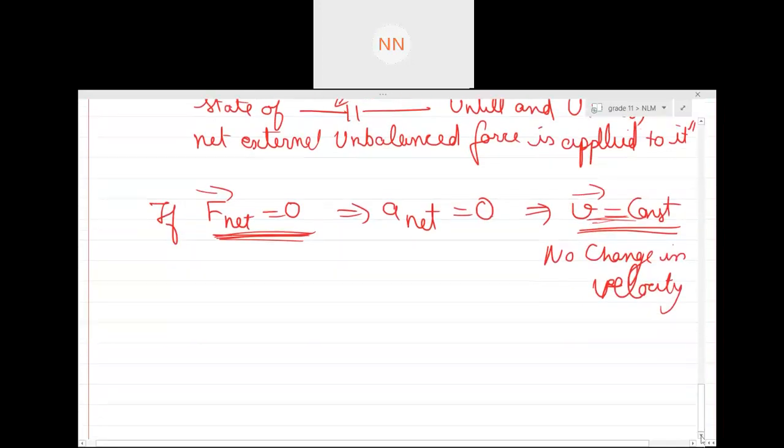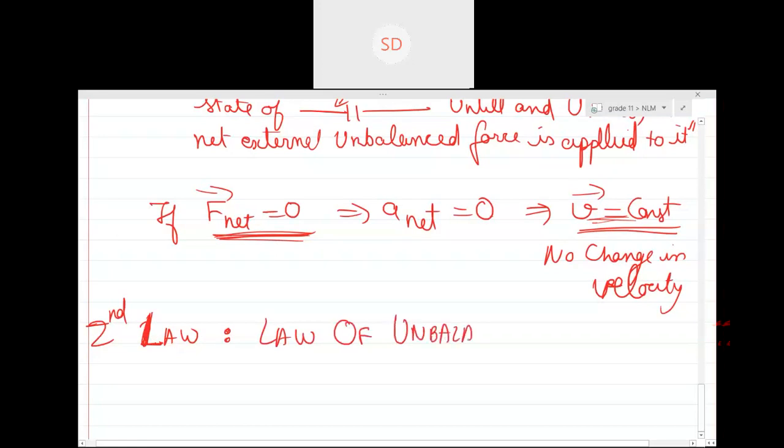Chaliye, let's do the second law of motion. The first law, now the second law. It is also called the law of unbalanced forces. What will happen if a net external force acts? The first law deals with what will happen when there is no net force. Can you see this over here? The first law focuses on when the net force is 0. The second law focuses on what will happen when there is a net force.